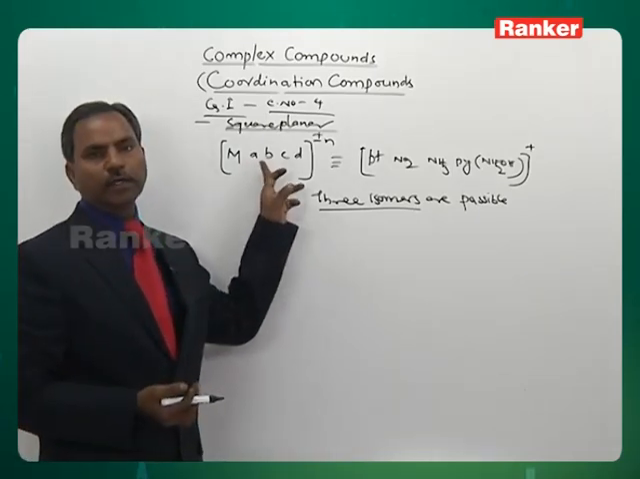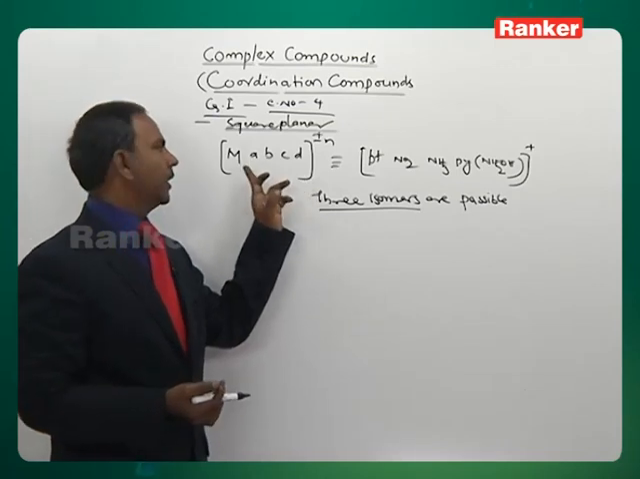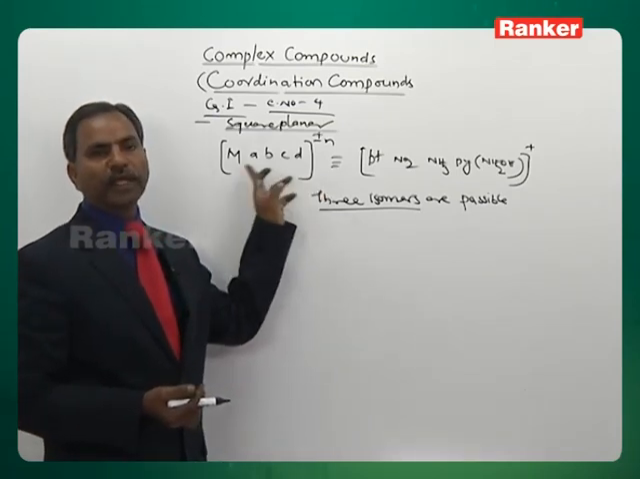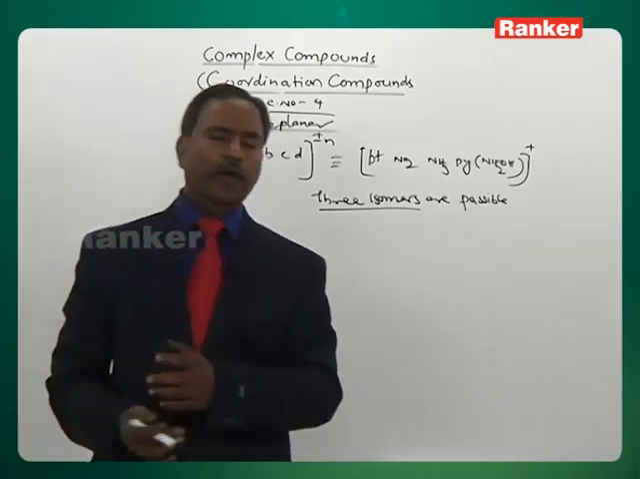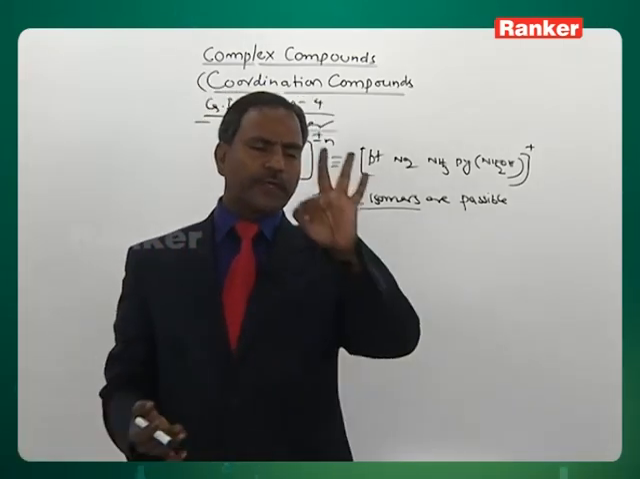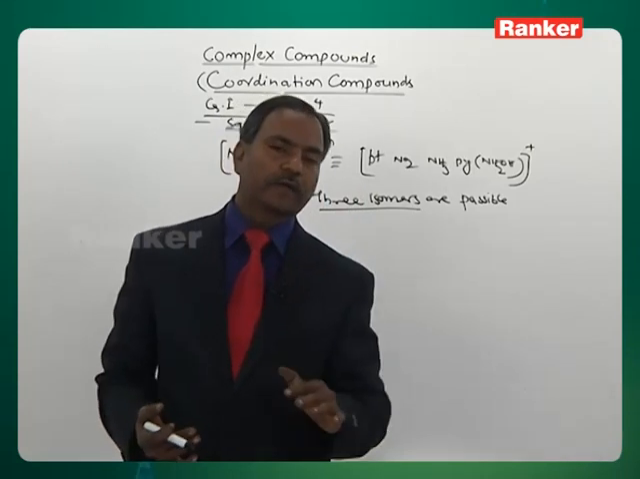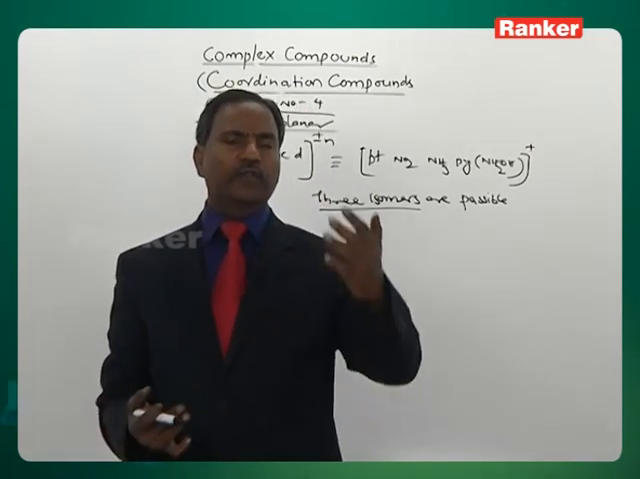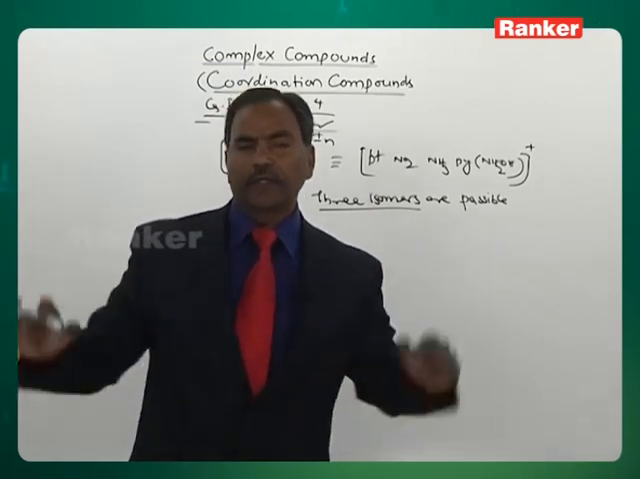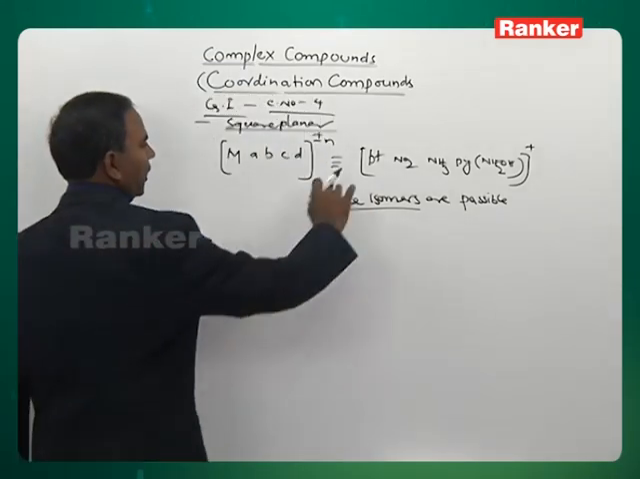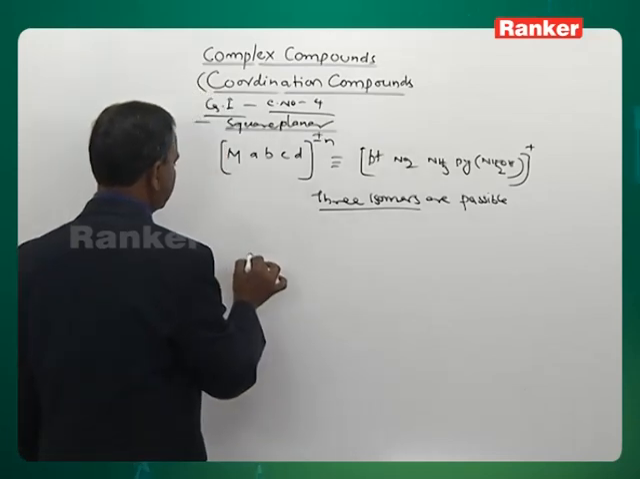First I write A is trans to B, A is trans to C, A is trans to D. Either you take the cis relationship or you take the trans relationship. Only three isomers you can write. The fourth you cannot write. Write the fourth and check; definitely the fourth will be identical to one of the three. Let us see how we can write these three isomers.